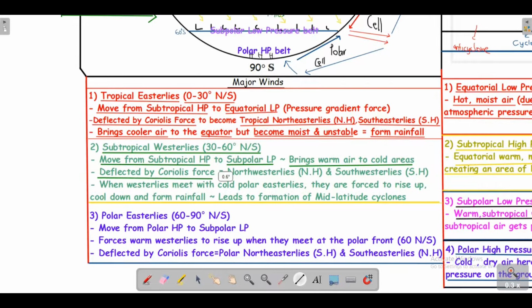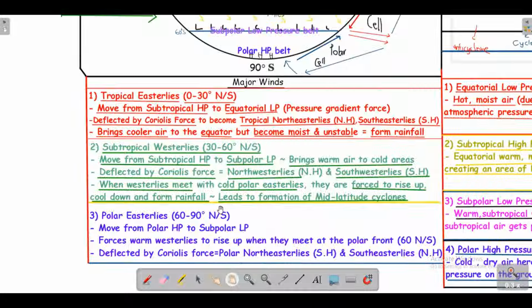They are deflected by the Coriolis force, and then they become northwesterlies in the northern hemisphere and southwesterlies in the southern hemisphere. Right, as I demonstrated, guys, when westerlies meet with cold polar easterlies, they are forced to rise up, cool down, and form rainfall. Okay, and this process of upliftment also leads to a special system that we call a mid-latitude cyclone. We'll cover all of this in grade 12.